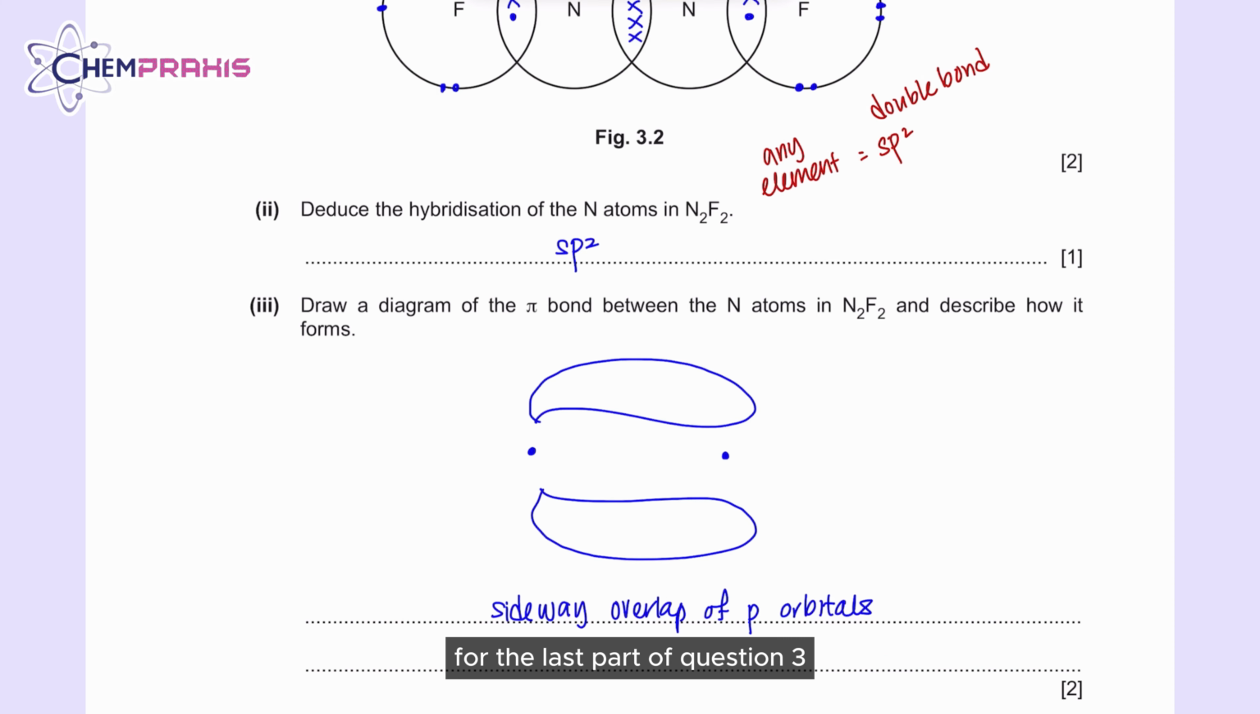For the last part of question 3, we need to draw a diagram of the pi bond between the nitrogen atoms in N2F2 and describe how it's formed. So, in order to draw the pi bond, for example, this is the nucleus of nitrogen and this is also the nucleus of nitrogen, but you don't need to label this in your exam. The next thing, you need to draw the orbitals overlapping on top of the nucleus and bottom of the nucleus, so that you show that for a pi bond, it is a sideways overlap of p orbitals.